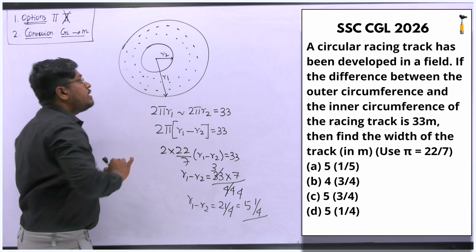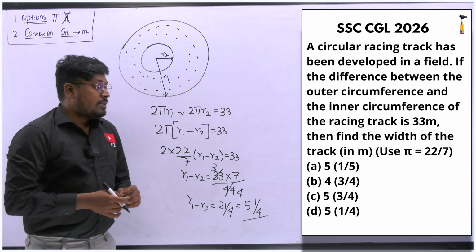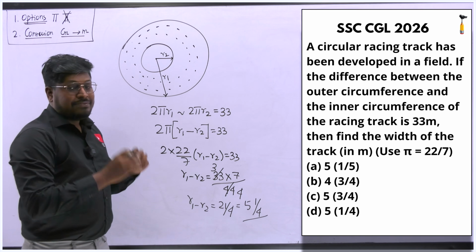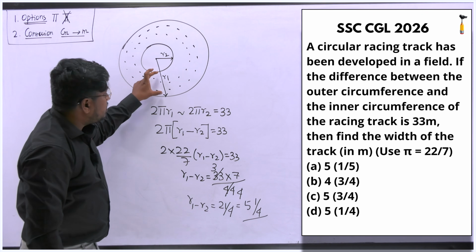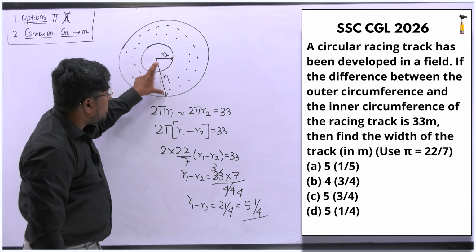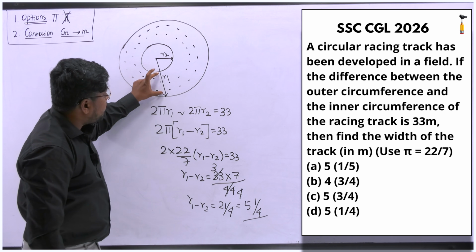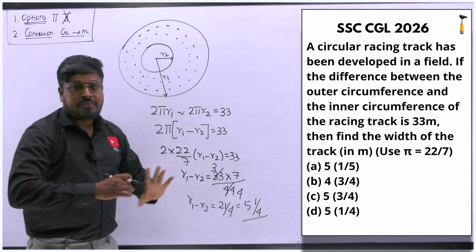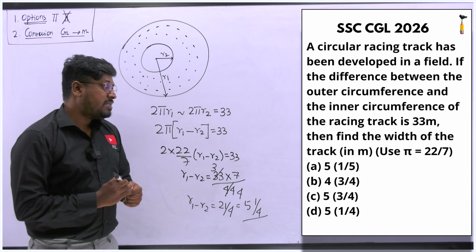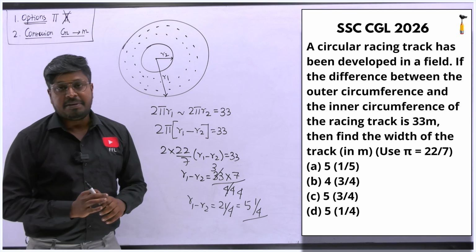That's it. This will be the circular track area. So now according to the question, we have to find the width of that part alone. The width of the part will be total R1 minus R2, the remaining will be this width. So that's what we found here. So the answer for this question is 5 1 by 4, which is option number D.